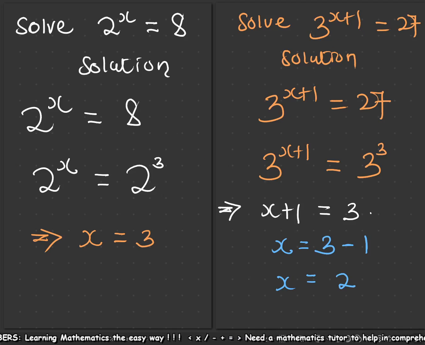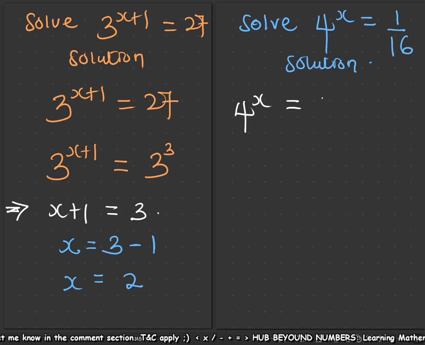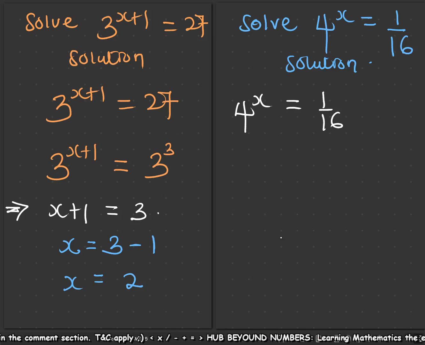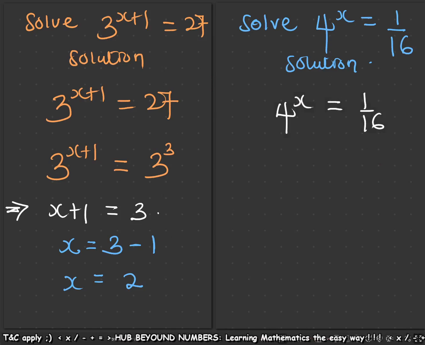Now let's look at one last example on this method. This last question says 4 raised to the power x is equal to 1 over 16. Let's see how we are going to go about it. We have 4 to the power x being equal to 1 over 16. We said our bases have to be the same. So you ask yourself, is there a way you can rewrite 16 so that it has an index notation whose base is 4? Yes, there is.